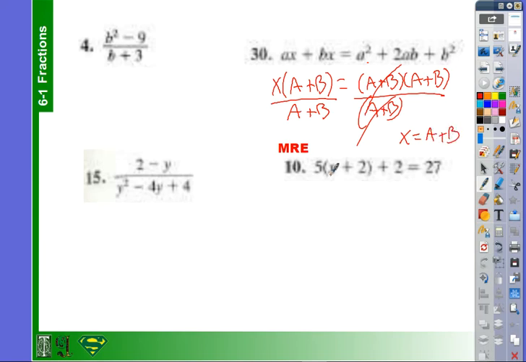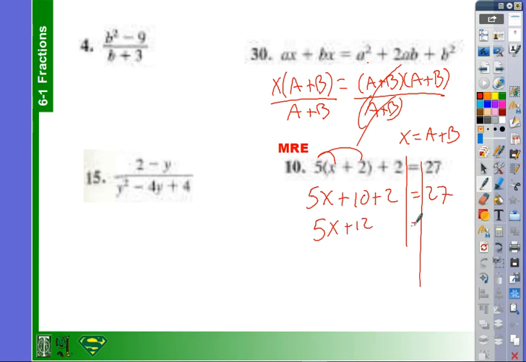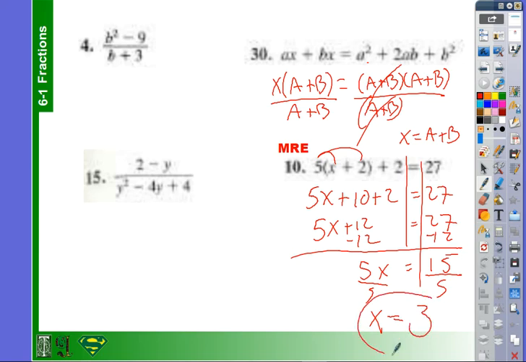So for the mixed review exercise, oh, this is just a train track problem. Let's distribute the 5. So I get 5x plus, well, that would be 10, plus 2 is equal to 27. So let's combine the similar terms. So I have 5x plus 12 is equal to 27. Subtract 12, subtract 12. And I get 5x is equal to 15. Divide by 5, divide by 5. So x equals 3. 1 point for the correct work, 1 point for the correct answer.